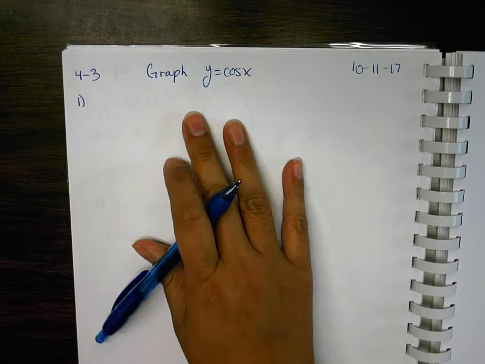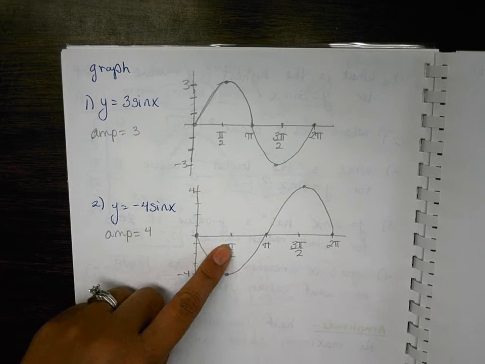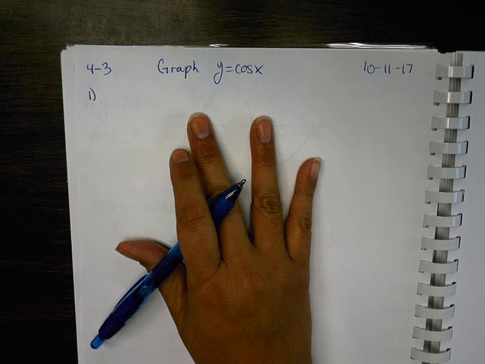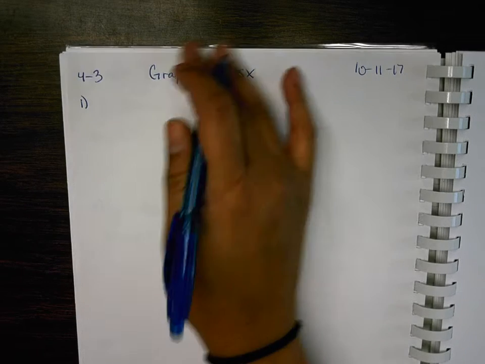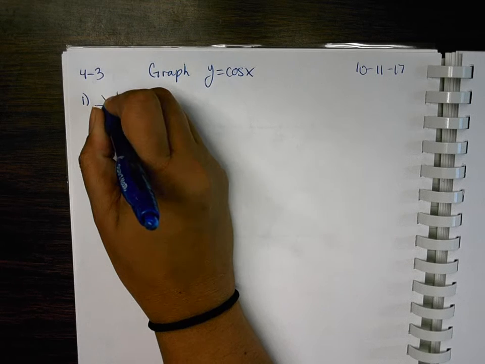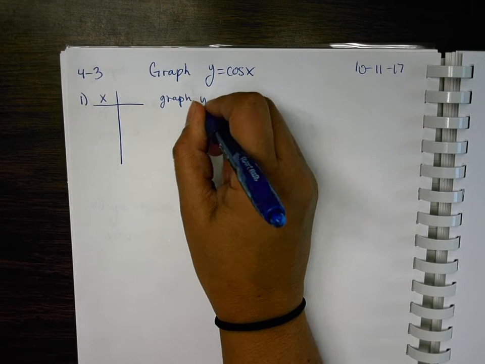So today we're continuing with our graphing. Yesterday we graphed the sine function, the snake-shaped graph, and today we're doing the cosine graph. Okay, so we're going to do the same thing. We're going to start off with the t-chart. This is x, and I'm going to put right here that we're going to graph y.